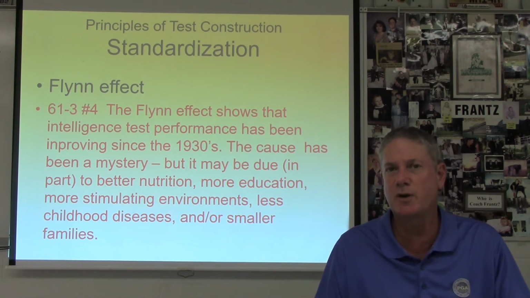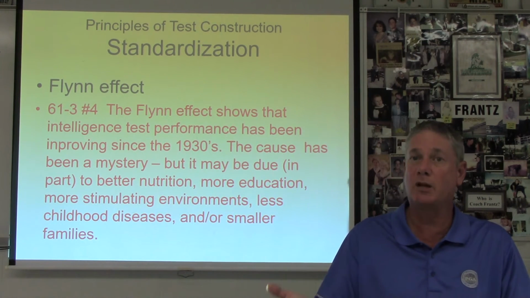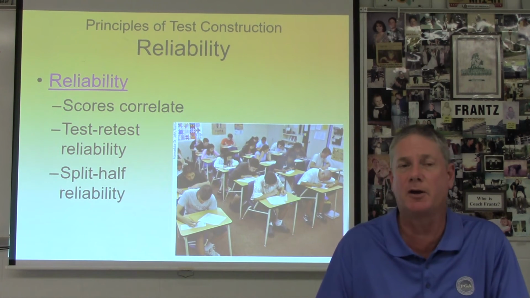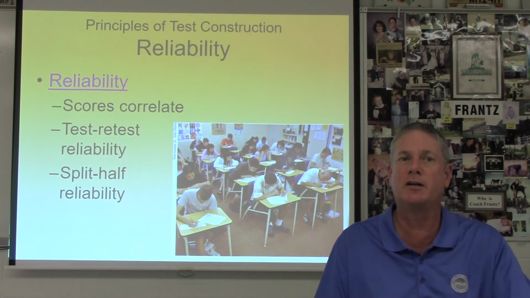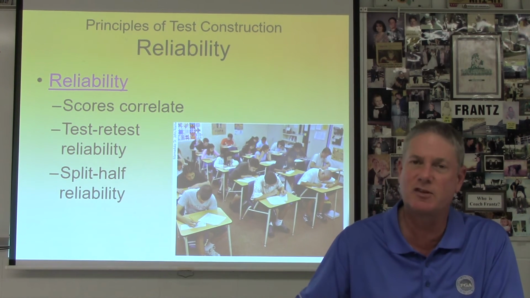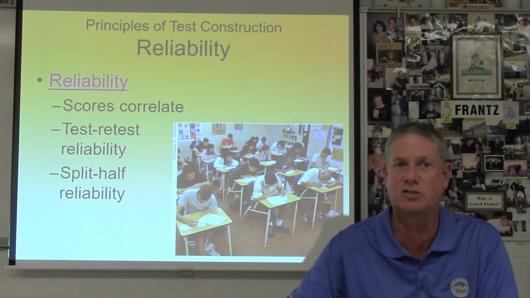In looking at tests, we have two different qualities that we have to look at. They are reliability and validity. Let's start first with reliability. Basically, reliability is the extent to which we always get consistent results. If we give this test to this group, and this group, will we generally get consistent scores?